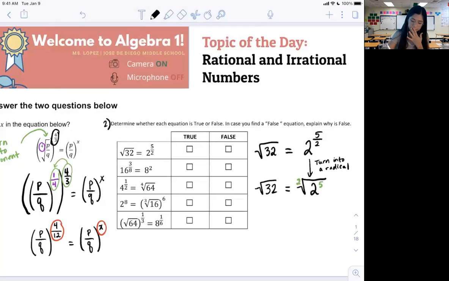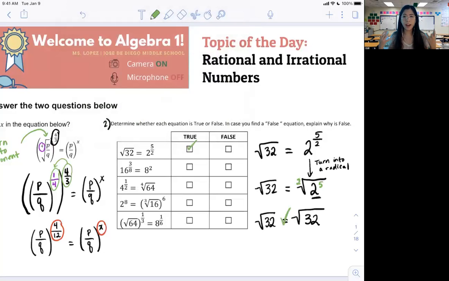What does that give me? Well, 2 times 2 is 4, 4 times 4 is 16, right? And then 16 times 2 again, what's 16 times 2? 32. So 2 to the power of 5 is, in fact, 32. So we have a match. So in this case, we do have a match. This is true.